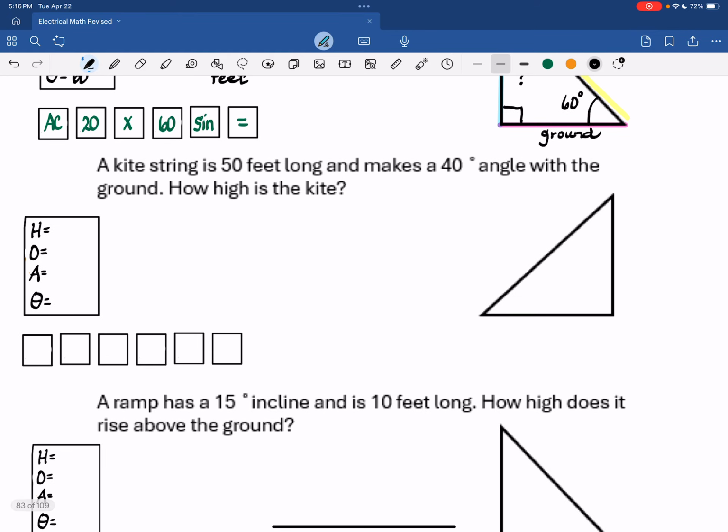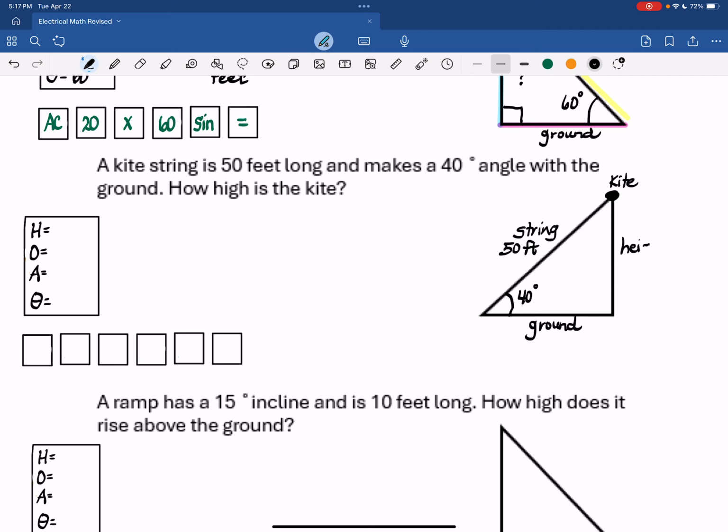A kite string is 50 feet long. So that means we have a kite right about there with a string that's tailing. And you say, well, Miss Amanda, how do you know that it's tailing? How do you know that this is not the kite string? How do you know that it's this one that's the kite string? And here's how I know. It makes a 40-degree angle with the ground. How high is the kite?